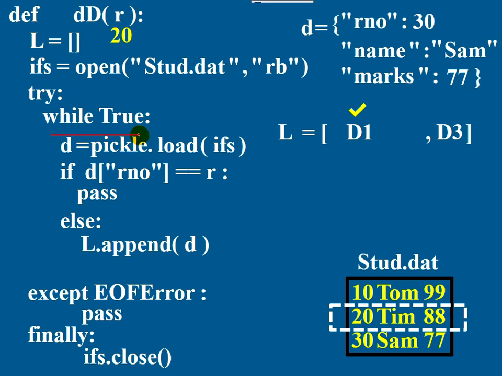Again, because of infinite while loop, statement repeats but end of the file reached. Load function throws end of the file error. It is caught here. On reaching end of the file, there isn't anything to be done. Finally, you close the file. So now the list contains only two dictionaries, D1 and D3. The dictionary to be deleted is not there in the list L.